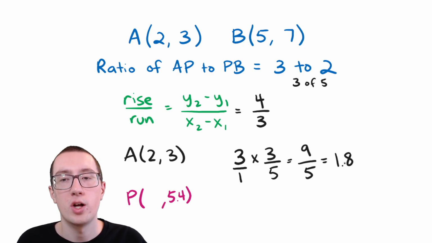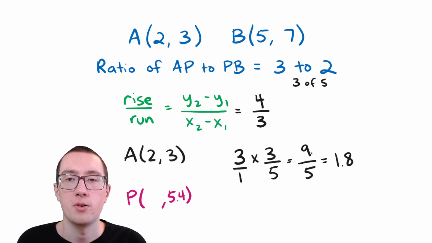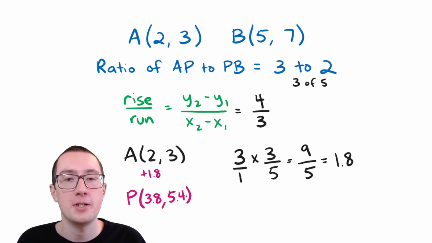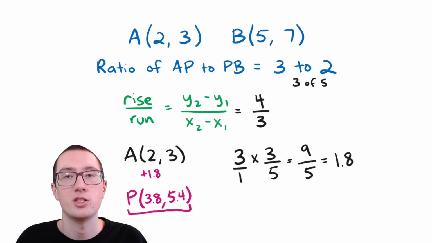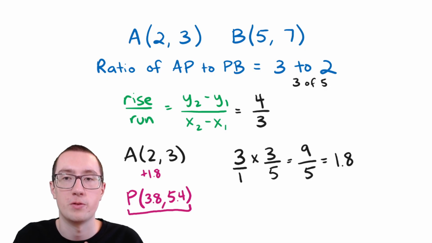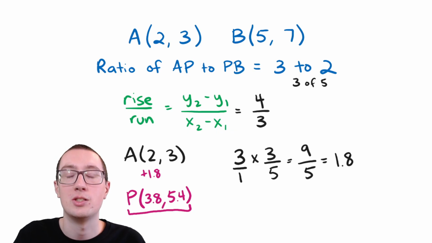So we need to add 1.8 to the x value of A to end up with the x value for P. So we started with 2. We're adding 3/5 of our run, which is 1.8. And 2 plus 1.8 is 3.8. So we found the x value for P and we found the y value for P, which means that this is our final answer. This is the point that's going to split up our line into 5 slices and give A to P 3 slices and P to B 2 slices.